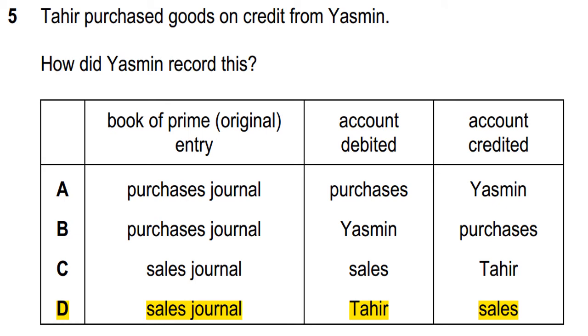Number 5. Tahir purchased goods on credit from Yasmin. How did Yasmin record this? She will record it in her sales journal. Tahir is the asset of Yasmin, and when an asset increases it will be debited, and when sales are increased, they will be credited. So D option is correct. Sales journal, Tahir to sales.